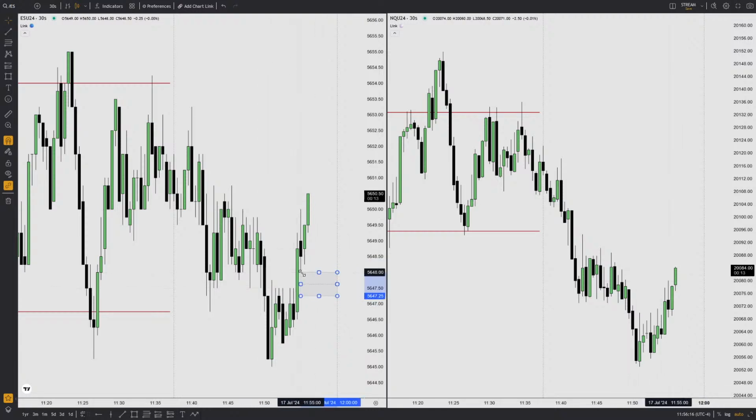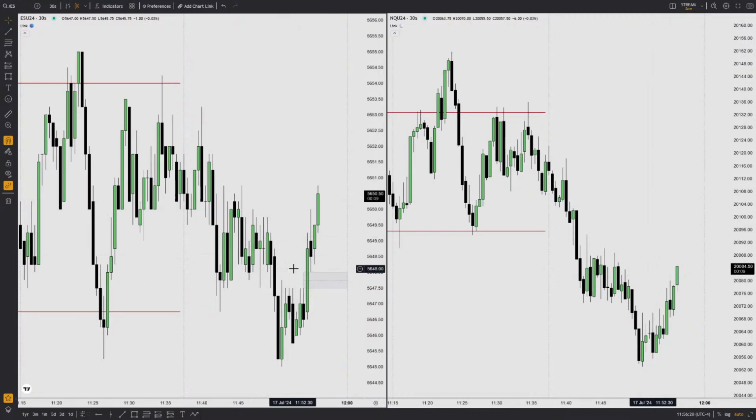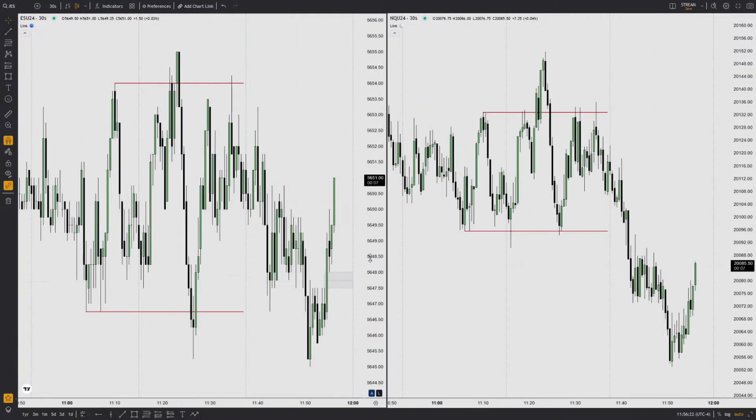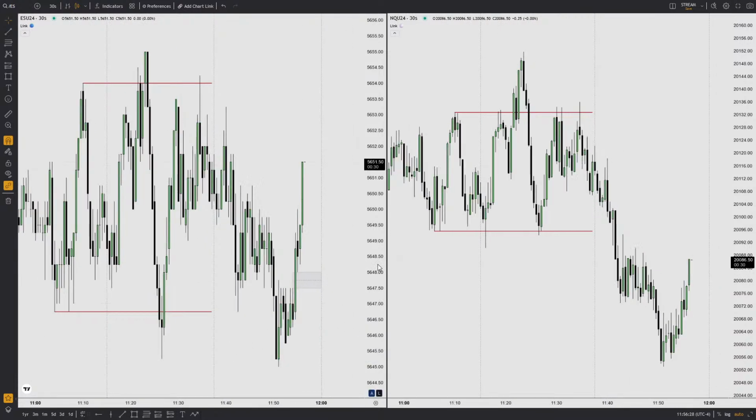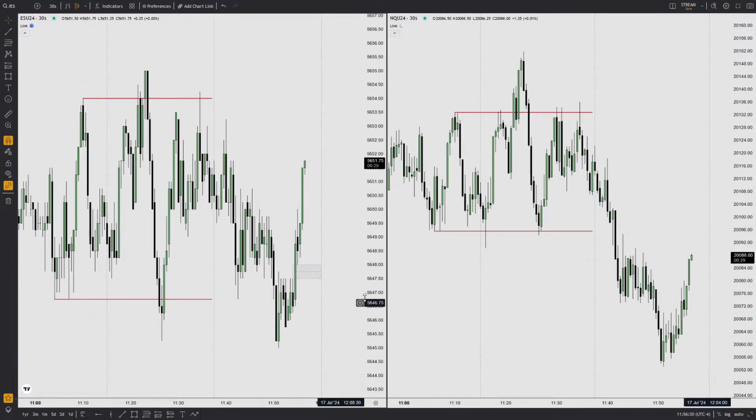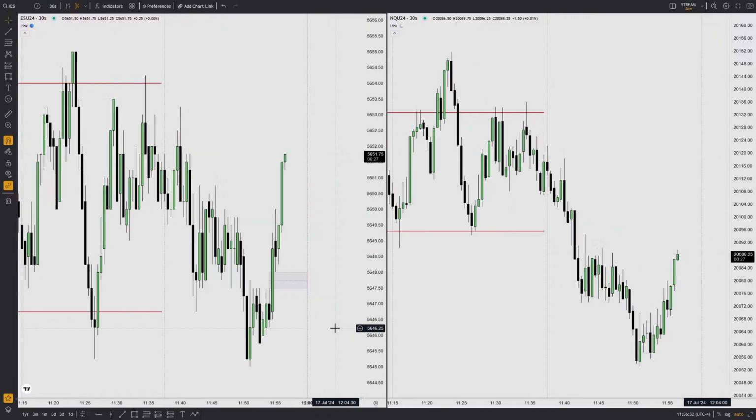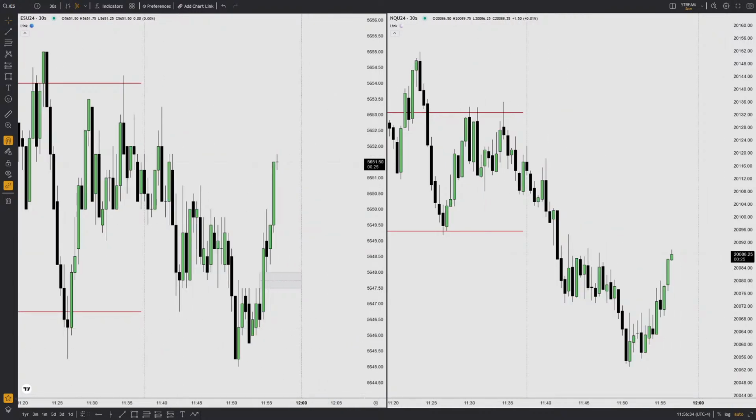So let's take a look at this fair value gap here. I'm not trying to engage in the market right now. Okay, so I'm just watching, observing. I'm not doing anything.